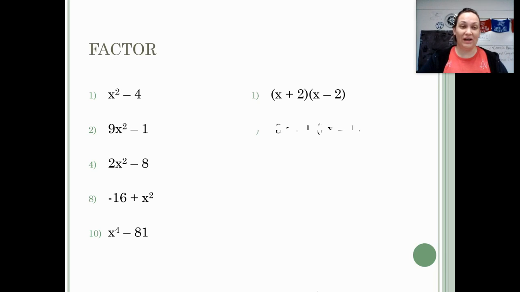For number 2, I got 3x plus 1 and 3x minus 1. Notice that since the 9 and the x squared were right next to each other, the 3 and the x have to be right next to each other. And don't forget, the square root of 1 is 1.